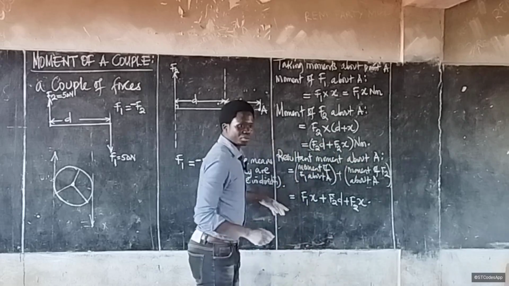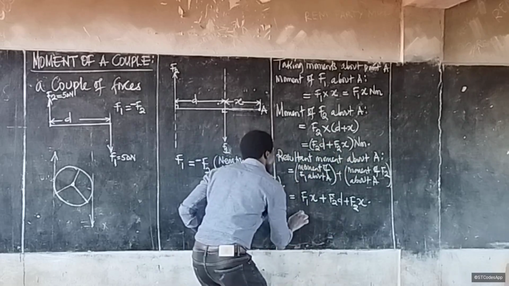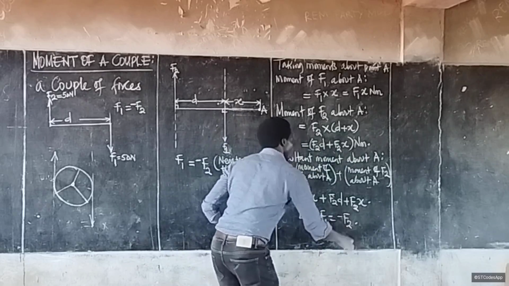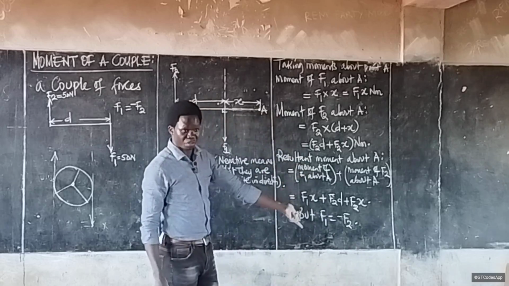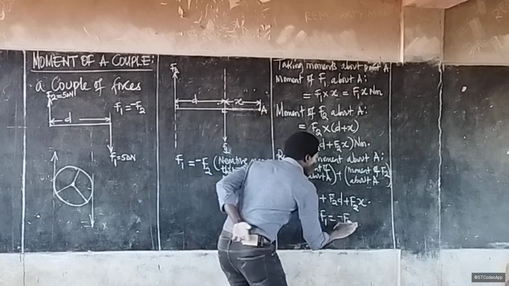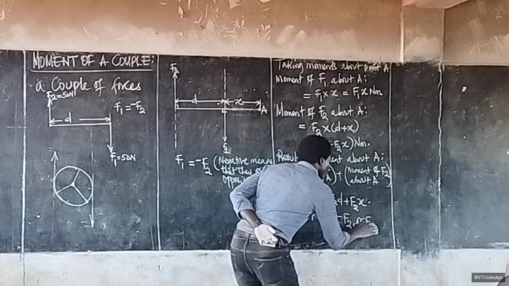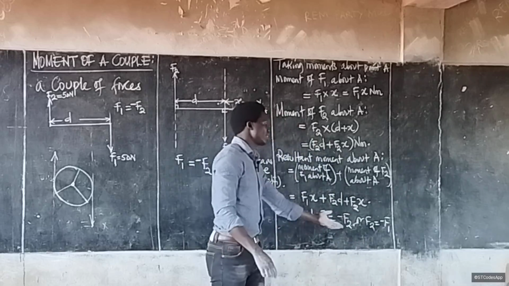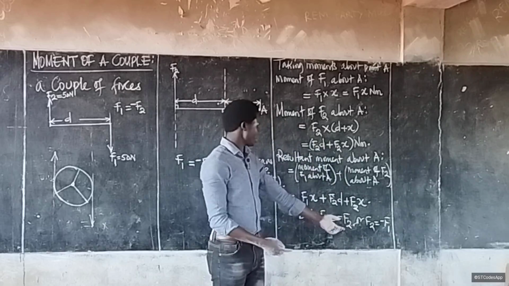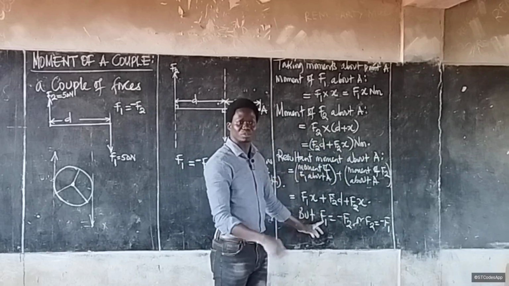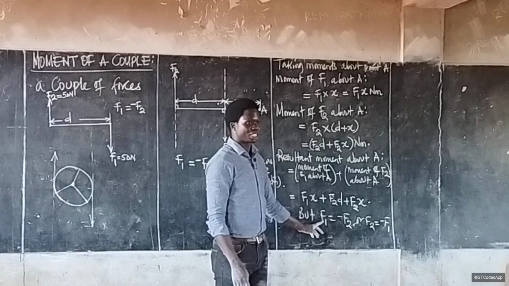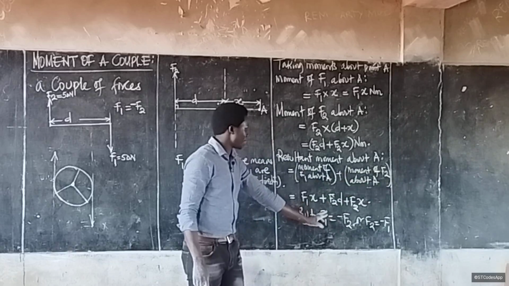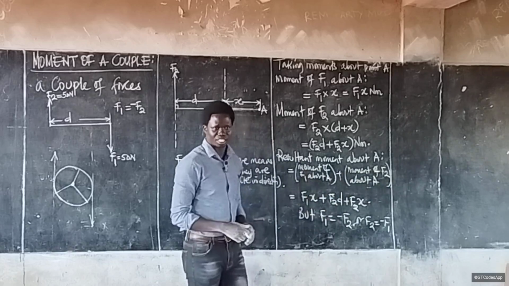Now, of course, we know that F1 is equal to negative of F2, or F2 is equal to negative of F1. You can write it like that. It doesn't affect anything. It doesn't matter. It is not a must that we have to say F1 is equal to negative of F2. We can as well say F2 is equal to negative of F1. This negative can be on this side or it can be on the other side. Is that okay?